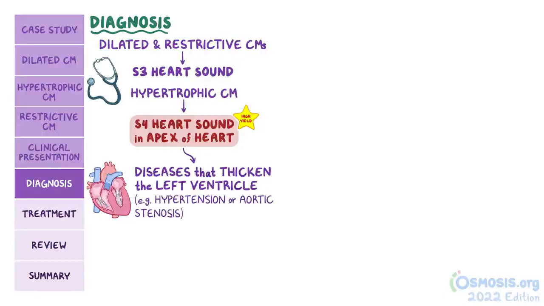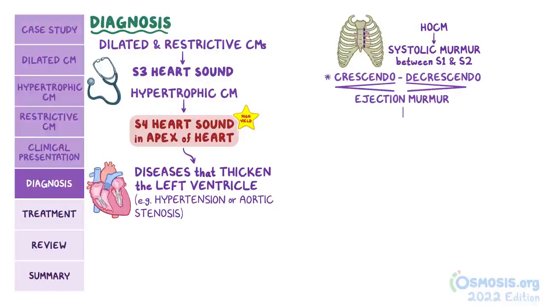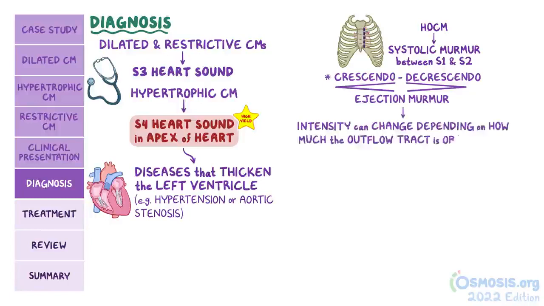If there's also obstruction, as in HOCM, a systolic murmur between S1 and S2 may be best heard at the left sternal border. This is often described as a crescendo-decrescendo ejection murmur because it gets louder as blood first rushes out and then softer. What you absolutely have to know for your tests is that the intensity of this murmur can change with various maneuvers, depending on how much the outflow tract is obstructed.